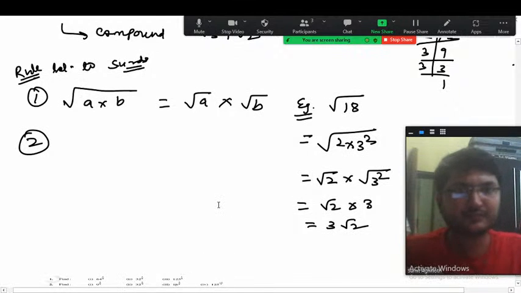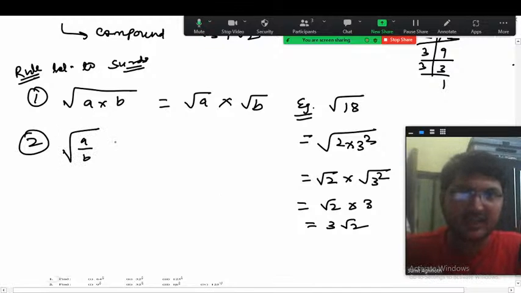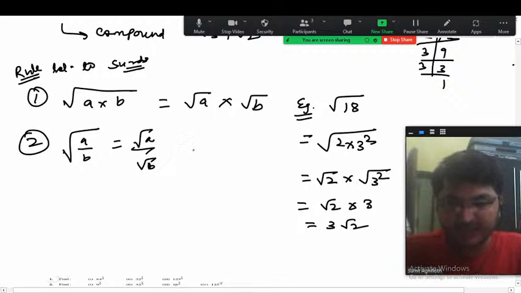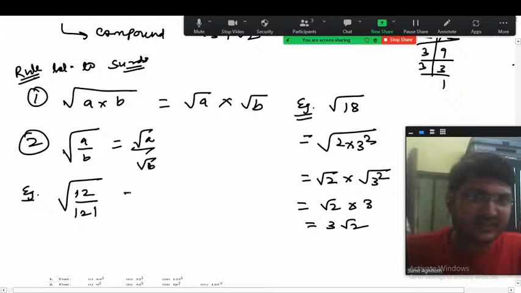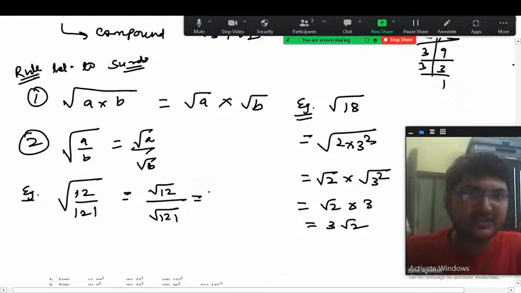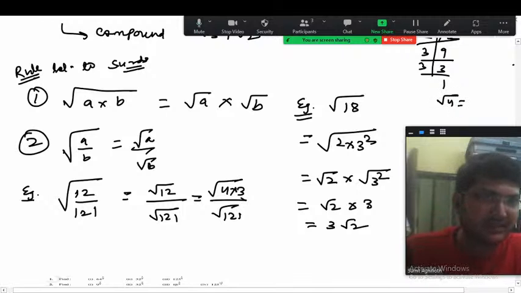Got it? Okay, similarly a rule is there that is related to division. If it is written like this, you can just divide them in this way. Let's say I'm having something like this. I want you to solve this, the square root of 12 over 121. Can you solve this? You can just separate it as per the rule, and this is written as 4 times 3 over 121. What is the square root of 4? Can you tell me this?